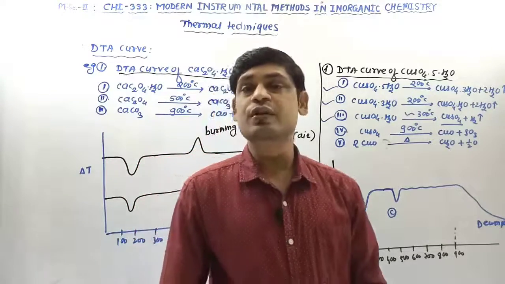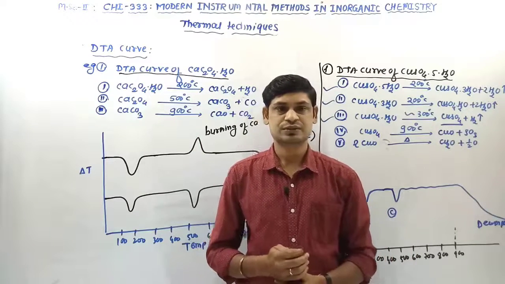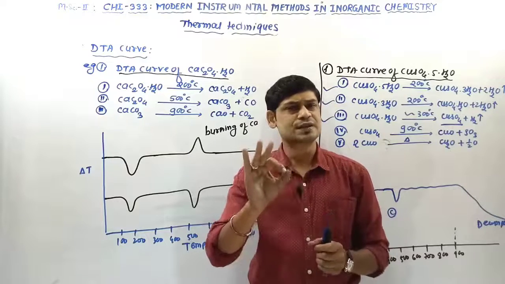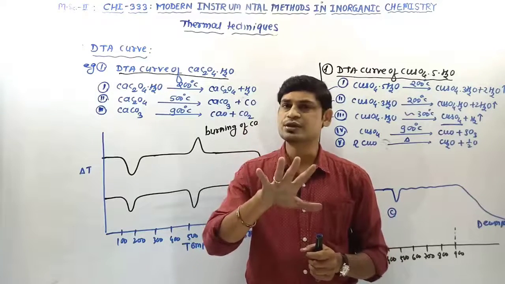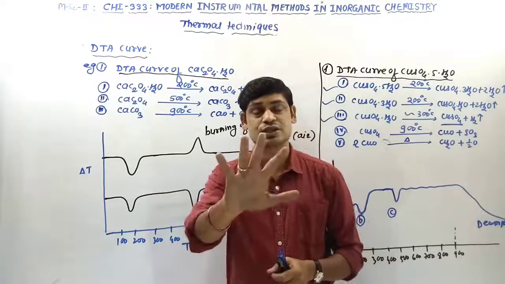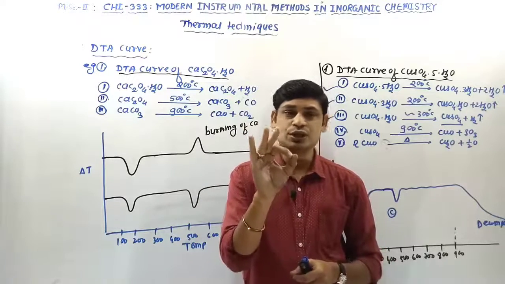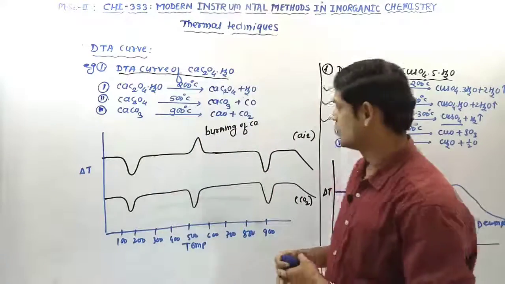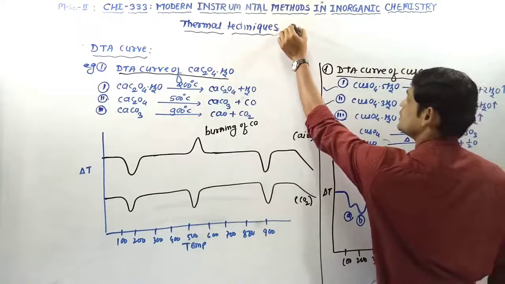Now what information are we getting from the DTA curve? The most important thing is that the shape and size of the peak give information about the nature of a sample. The sharp endothermic peak indicates the phase change.